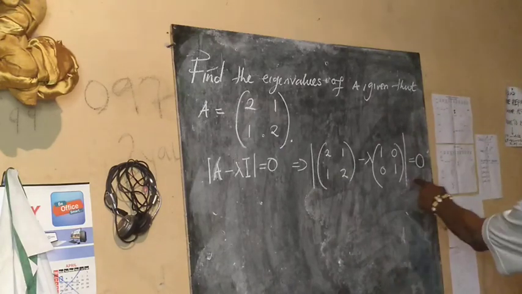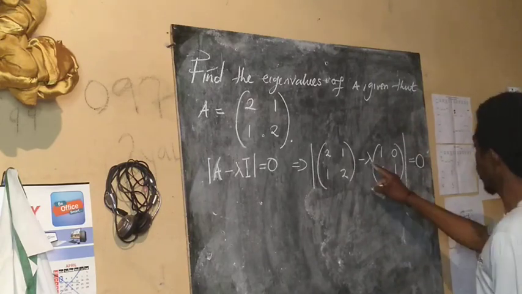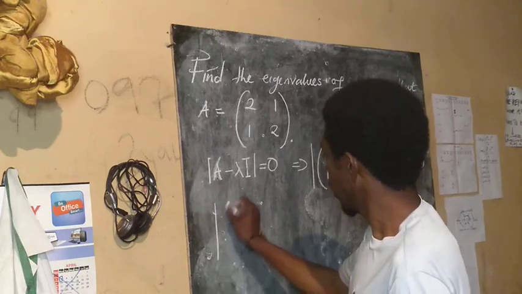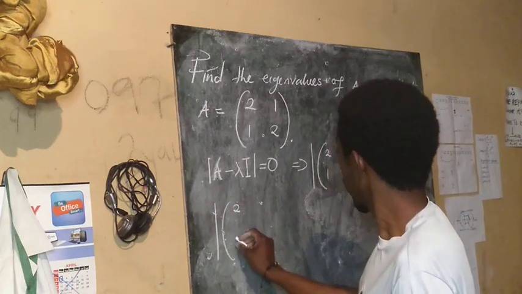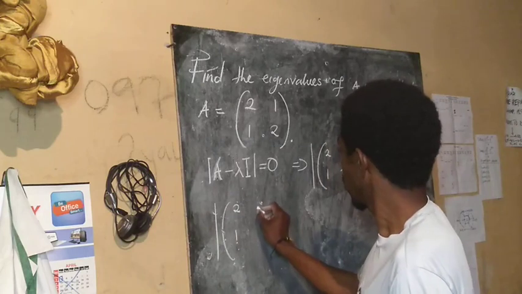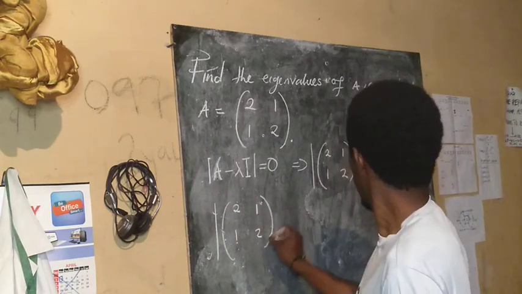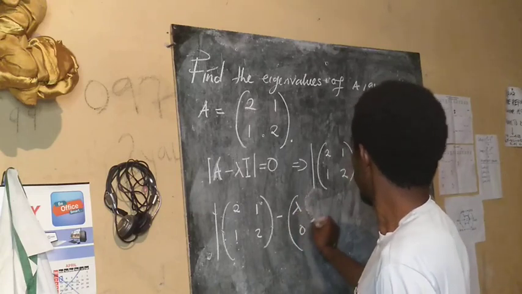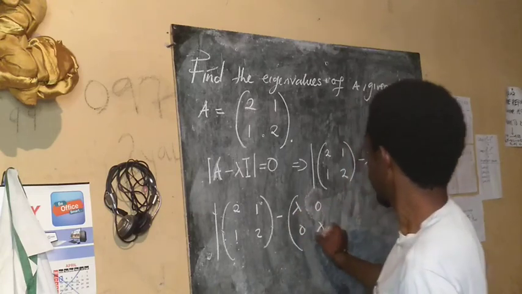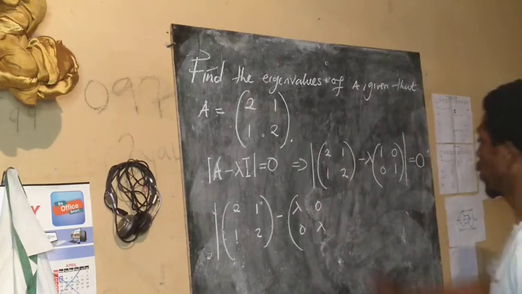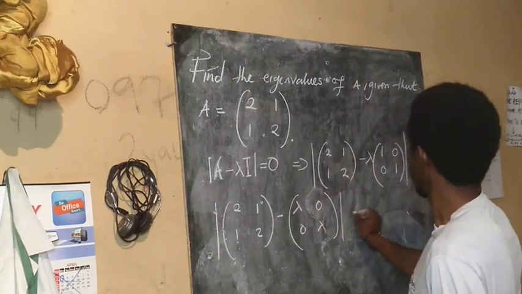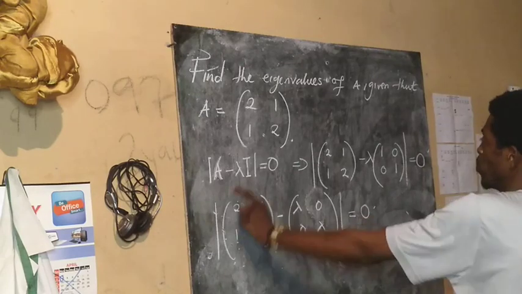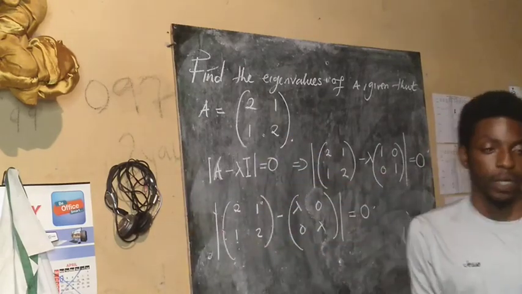Now that we have this, we multiply the lambda to the identity. So when we multiply, we still have the matrix 2, 1, 1, 2, minus the matrix lambda, 0, 0, lambda, like that, is equal to 0. Since on my board there is not enough space, I'll clear the top part and continue.